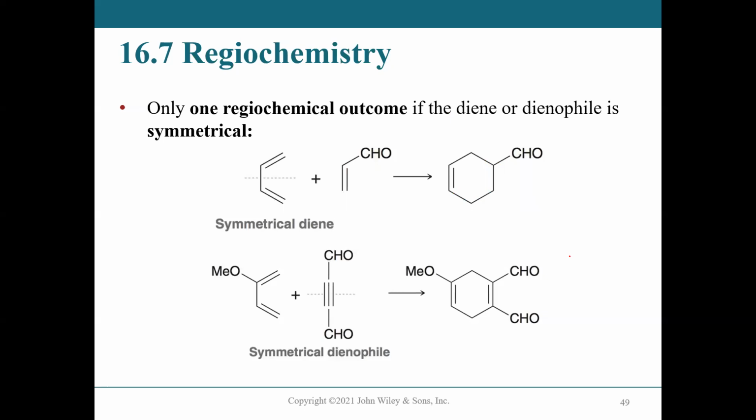So there's only one regiochemical outcome if the diene or dienophile is symmetrical. So here we have a symmetrical diene. There's only one possible outcome where we put the aldehyde right here in this position. Here we have a symmetrical dienophile. So that's if the diene or dienophile is symmetrical. This one is not symmetrical, but since this one is symmetrical, we only have one regiochemical outcome.